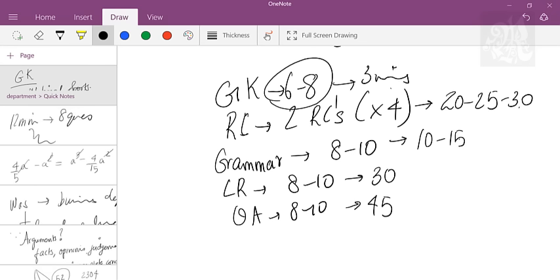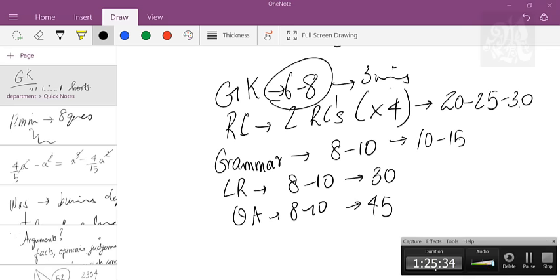Alright. So quant is not going to be difficult. It's just basics. You need the concepts well. That's it. Go ahead, Niharika.